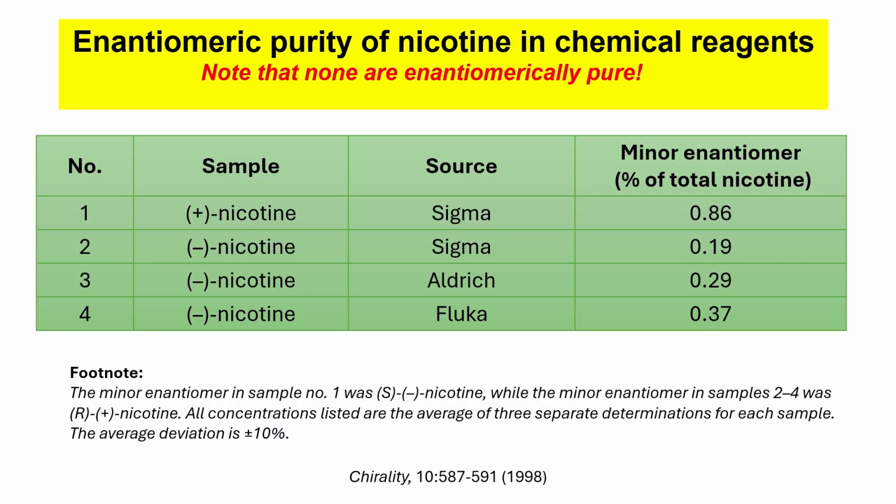This slide shows the enantiomeric purity of nicotine that you buy as chemical reagents. And it doesn't matter what your source is, Sigma, Aldrich, Fluka, or any other company. It doesn't matter if you buy the plus enantiomer or the minus enantiomer of nicotine. The point is you will always find some amount of the minor enantiomer present, usually between 0.2 and 1.2% or so.